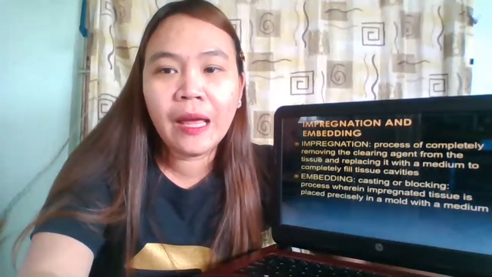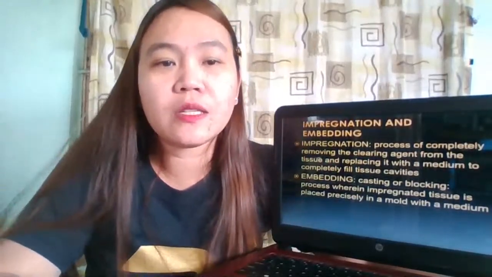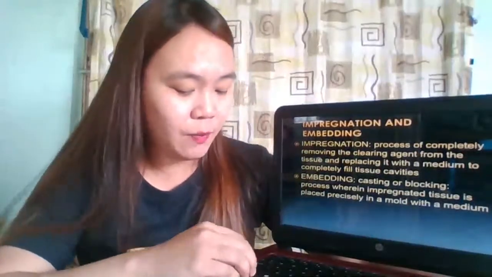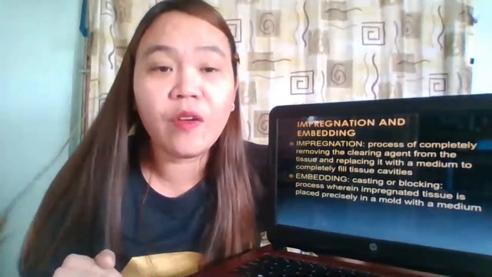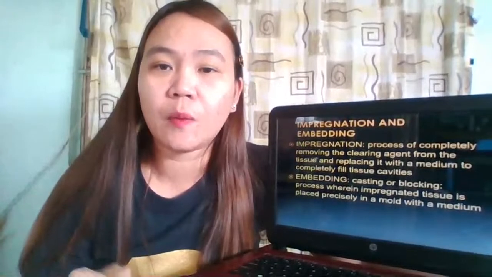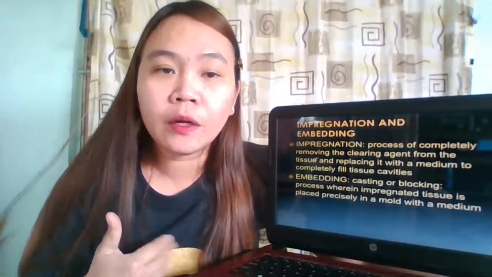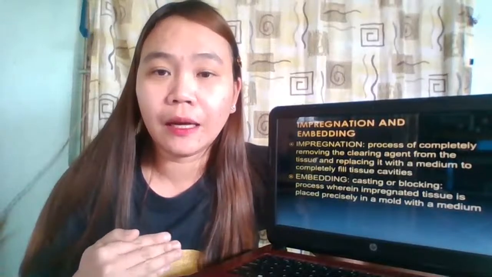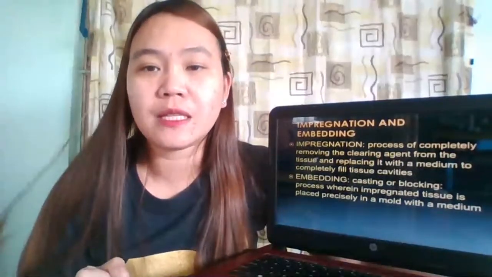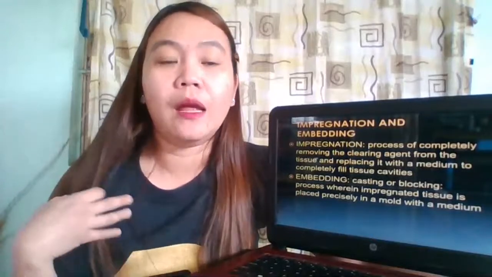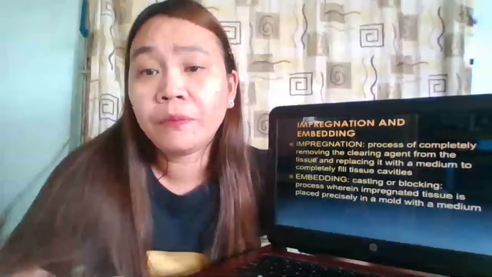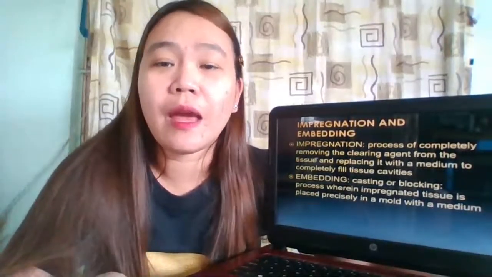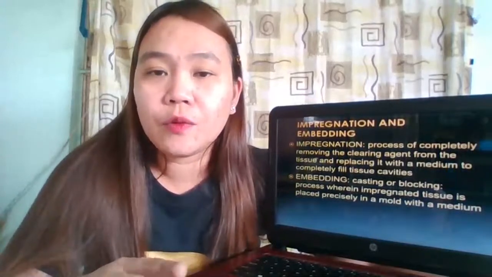So let's start now with impregnation first. Let us define these two processes: impregnation and embedding. First we have impregnation. When we say impregnation, it is the process of completely removing the clearing agent from the tissue and replacing it with a medium in order to completely fill the different cavities and spaces present in your tissue sample. By the way, when we say infiltration, it is the same thing as impregnation. We use these two terms.